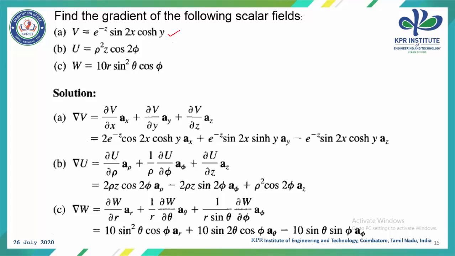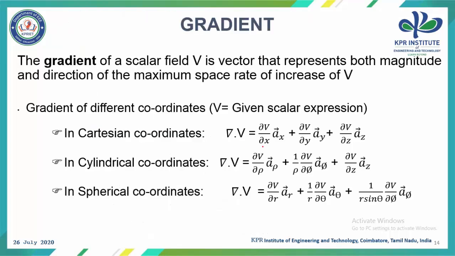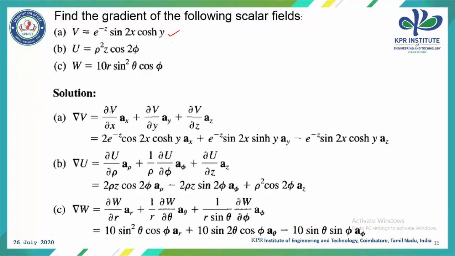It is a Cartesian coordinate problem. You know the formula for gradient. ∇V equals ∂V/∂x into Ax plus ∂V/∂y into Ay plus ∂V/∂z into Az. Now you just substitute this V value here. Yes, substituted. Now you want to differentiate V with respect to x here. So just differentiate with respect to x here.